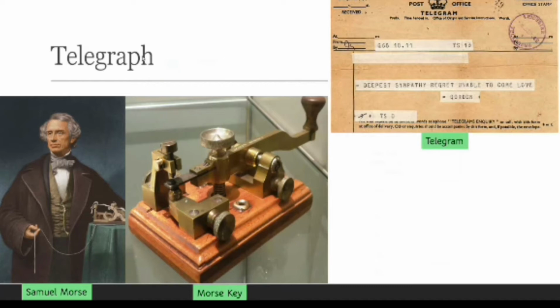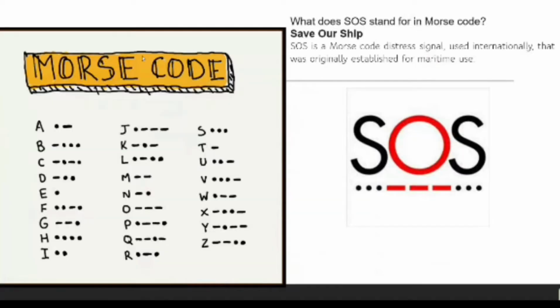Have you heard about the message called SOS? SOS means save our ship. SOS is a Morse distress code signal which is used internationally and it was originally established for marine use. S means 3 dots, O means 3 dashes and S again 3 dots. Now telegram is no longer used in India.